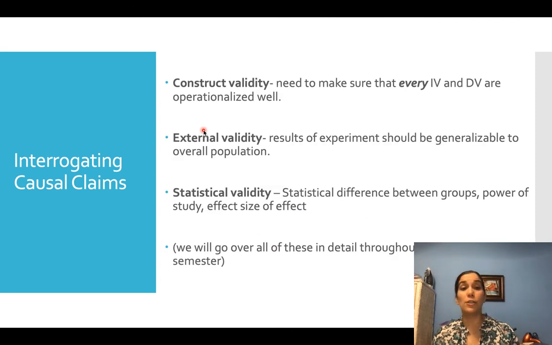Now, in terms of our validities, for construct validity in an experiment, it's the same thing. You just need to make sure that every independent variable and every dependent variable are operationalized well. Because now you have an independent variable, the thing that you're manipulating, and you have a dependent variable, both of which need to be operationalized. External validity essentially states how the results should be generalized to your overall population.